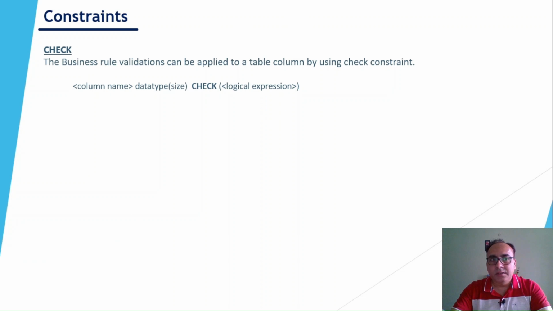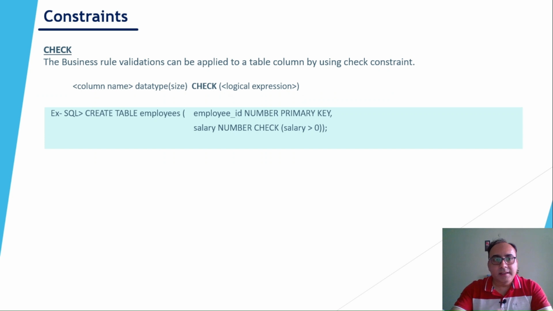Then we have check constraints. We can put different sorts of business rule validation using this particular constraint. The syntax is column name, data type, check, and a logical expression. So what exactly do you want to check? Basically, you can specify the condition. Let's look at the example.